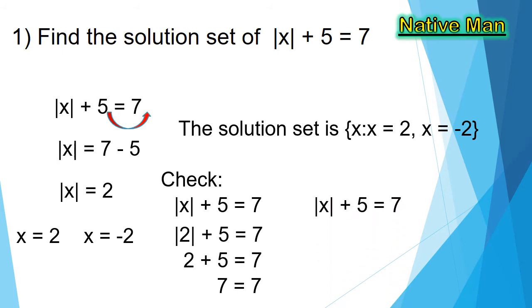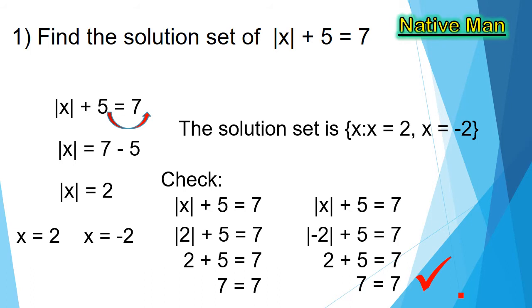So, substitute po natin sa original equation. So, negative 2 po yan. Kaya absolute value of negative 2 plus 5 is equal to 7. So, absolute value of negative 2 is 2. So, plus 5 is equal to 7. And 2 plus 5 is 7. So, 7 is equal to 7. And that is correct. So, therefore, tama po yung solution set na na-check or na-solve po natin na 2 and negative 2.